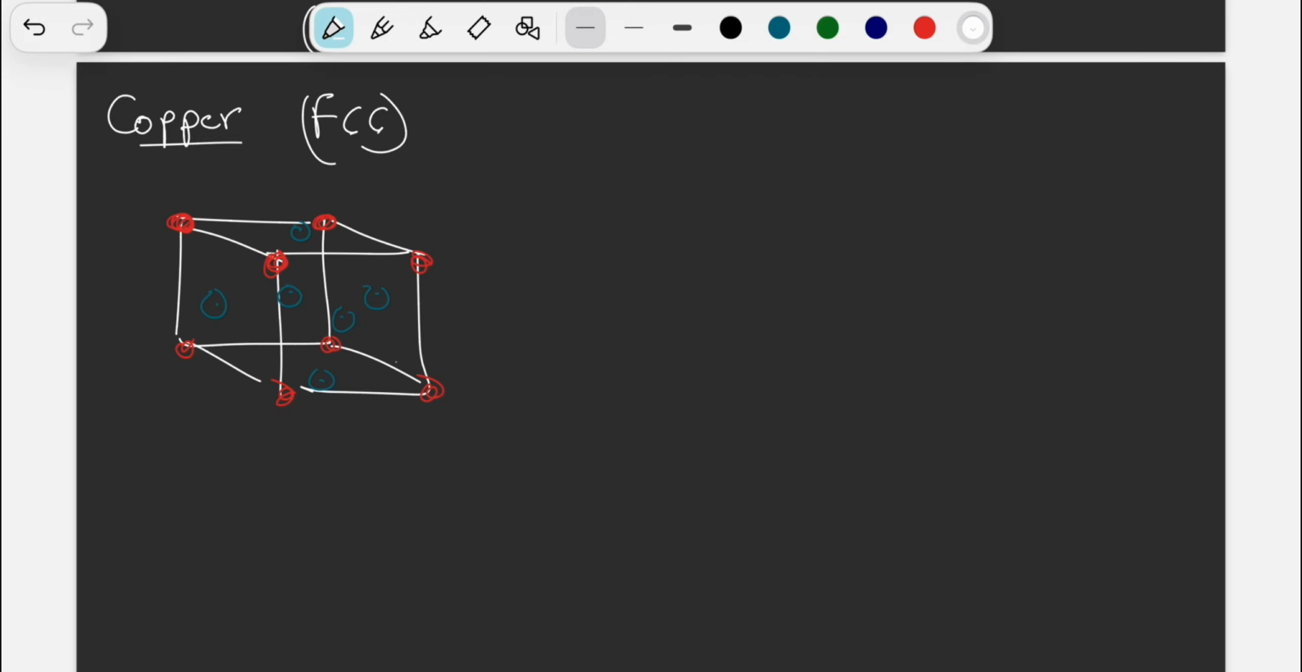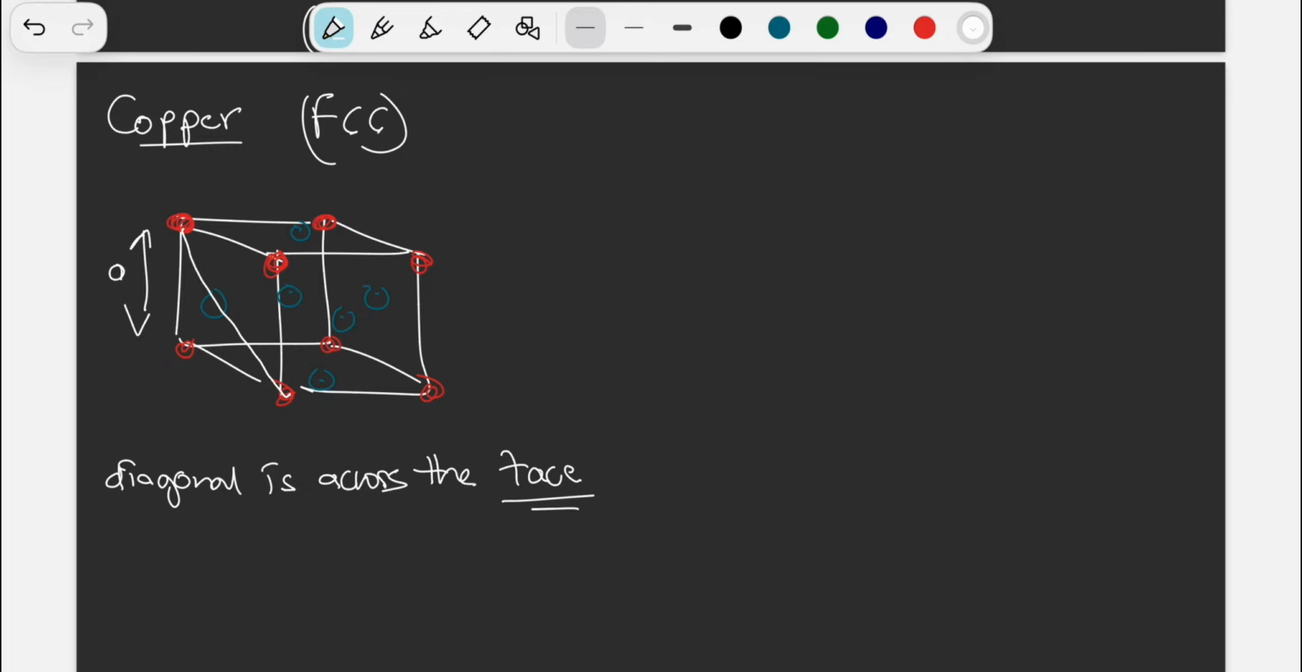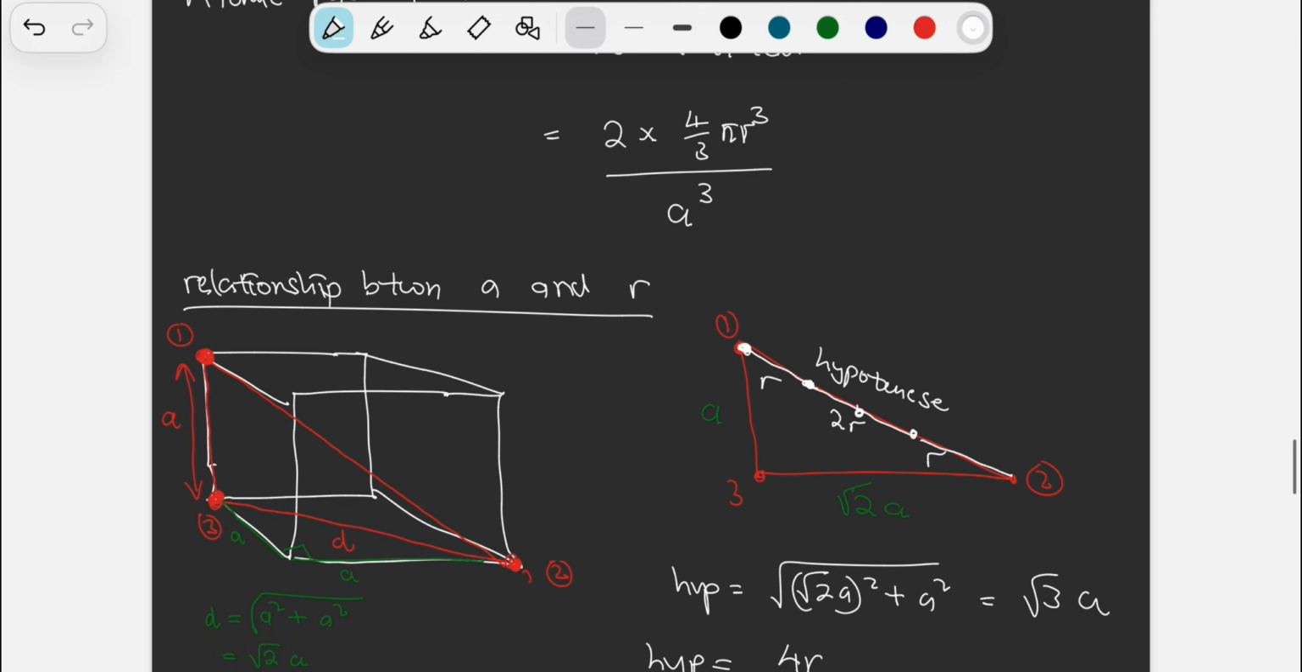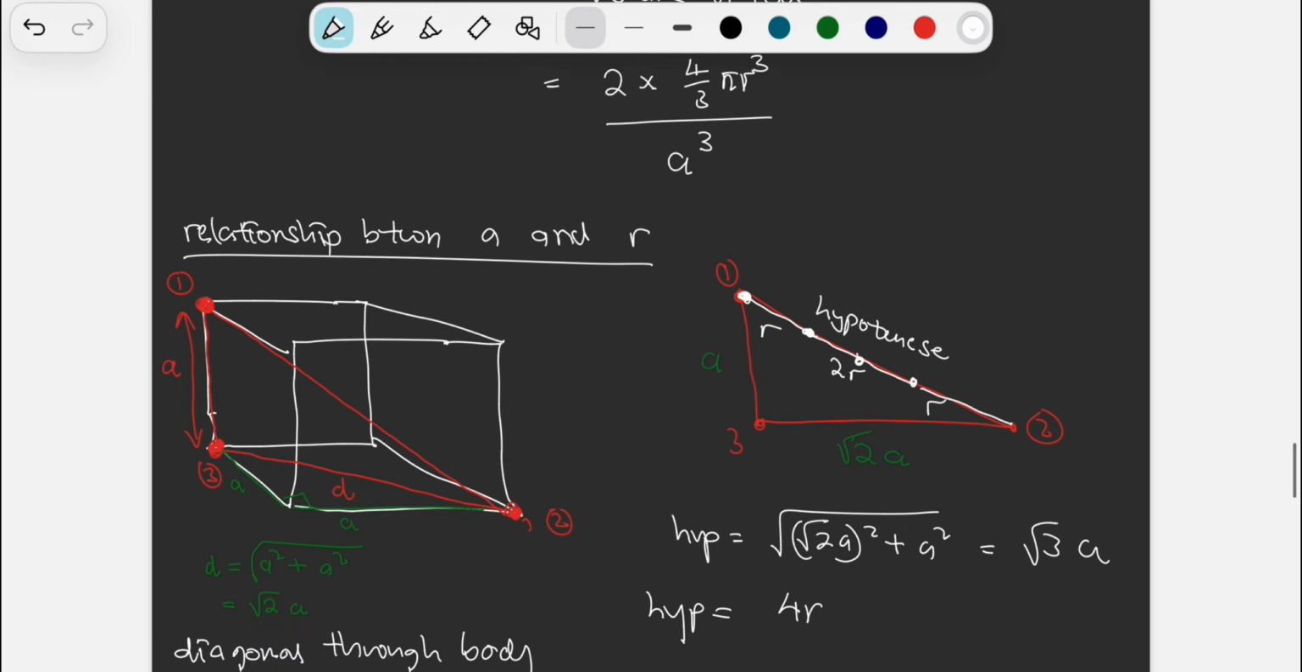The cross diagonal, the lattice parameter here is A for FCC. This is touching, so the cross diagonal is like this one for FCC. Another trick that I like to remember is that the diagonal is across the face for FCC. So the diagonal is across the face, and for BCC, the diagonal is through the body.